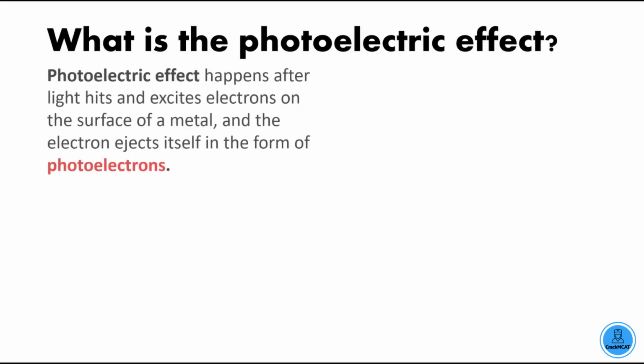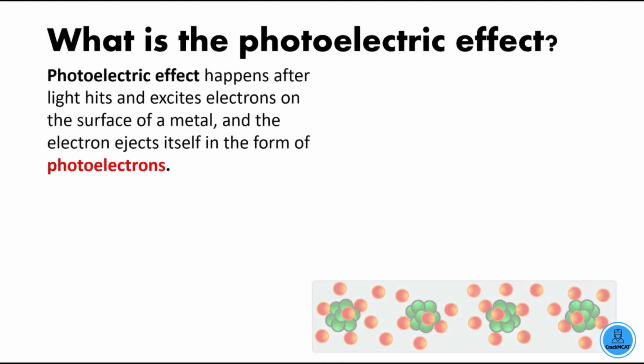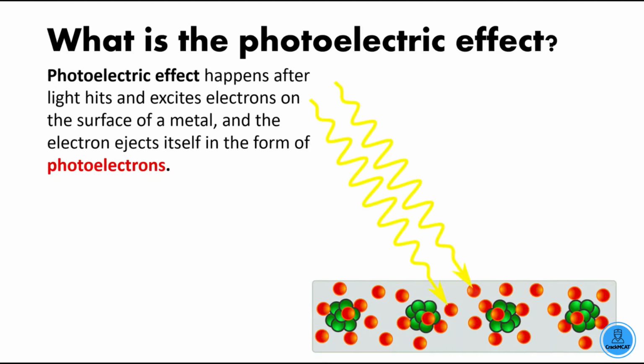Today we're going to be talking about the photoelectric effect. So the photoelectric effect is when light hits and excites electrons on the surface of a metal. So you see that light hitting the electron, and then once the electron gets excited by this light, they jump out or eject themselves in the form of photoelectrons. So photoelectrons are these electrons that jump out after they get hit by a light.